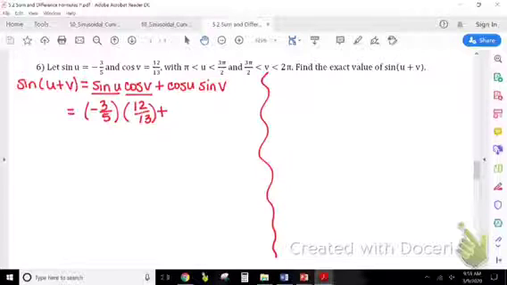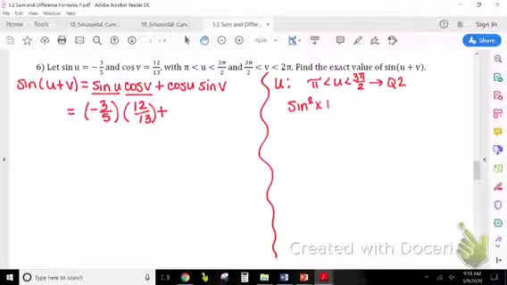Let's talk about that angle u. What quadrant is it in? It told me it's between pi and 3 pi over 2, so what quadrant is that? 3. All right, and we know that sine squared plus cosine squared is equal to what? What does that identity tell us? It's equal to 1.